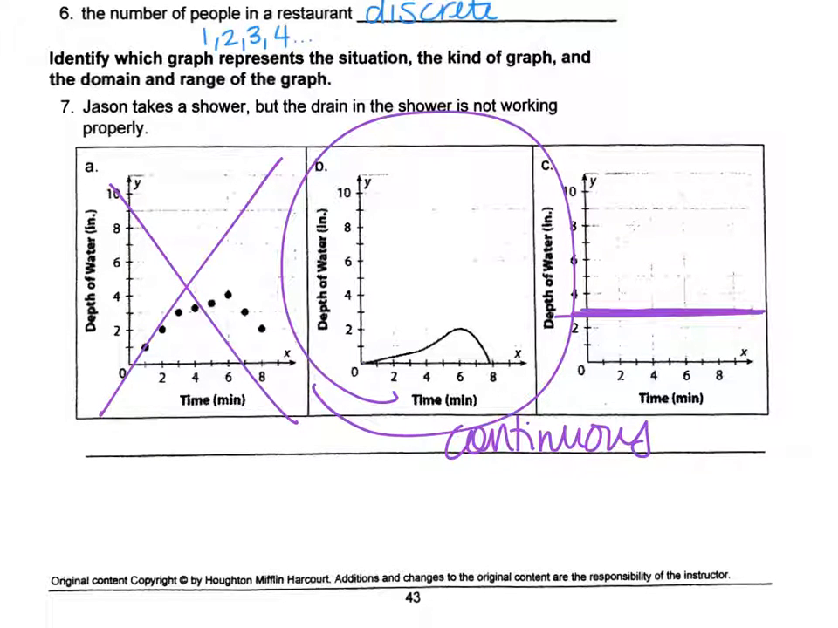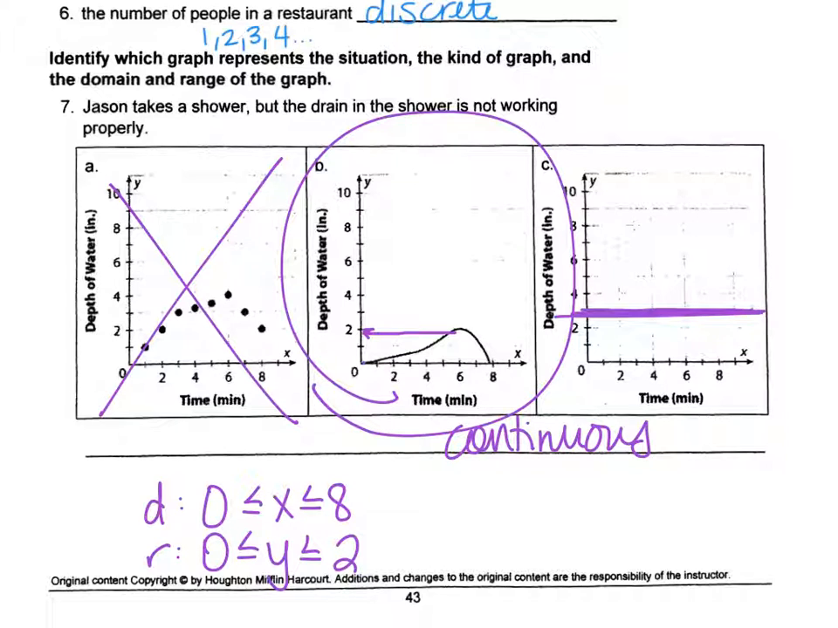And then the domain and range part, we're kind of going to leave that up in the air, but domain, I just want you to realize that the domain is going to be between 0 and 8. So I'll go ahead and show you that's what this looks like. Don't stress about knowing that, but just know that's what it's going to look like. And then the range, it looks like the highest the water ever gets is 2. So the range is going to be between y is between 0 and 2.